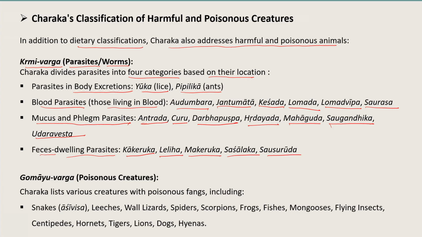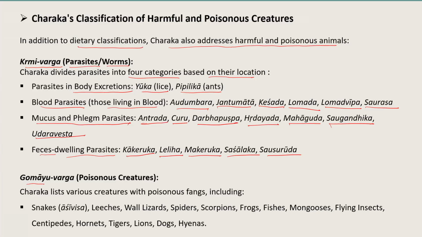So, these are the basic characteristics or category of the parasites mentioned by Charak. Gomayu Varg, poisonous creatures. Charak lists various creatures with poisonous fangs, including snakes, Asivisa, leech, wall lizard, spiders, scorpion, frog, fish, mongoose, flying insects, centipedes, hornets, tiger, lion, dogs and hyenas.